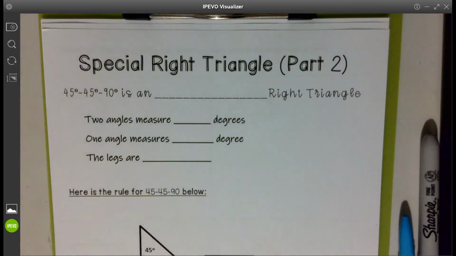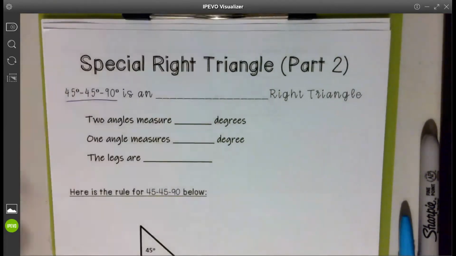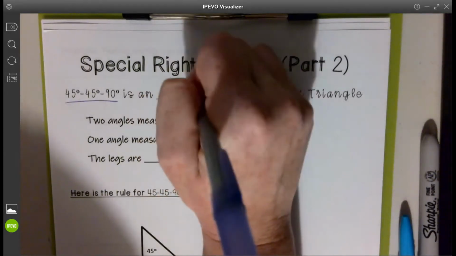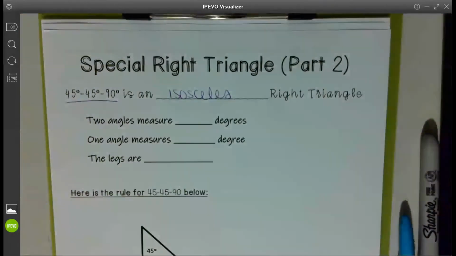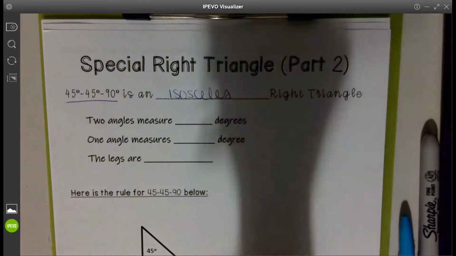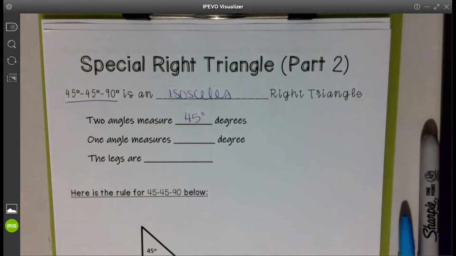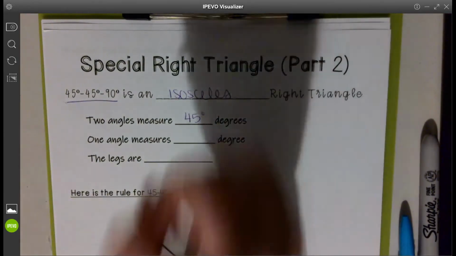All right, so we're going to learn our second special right triangle, and it's called a 45, 45, 90. So this is our second one that we're going to see. And since it's 45, 45, 90, this is actually an isosceles triangle. The reason why it's isosceles is because we have two angles that have the same measure. They are both 45 degrees. Then we have one angle measure that is 90 degrees.